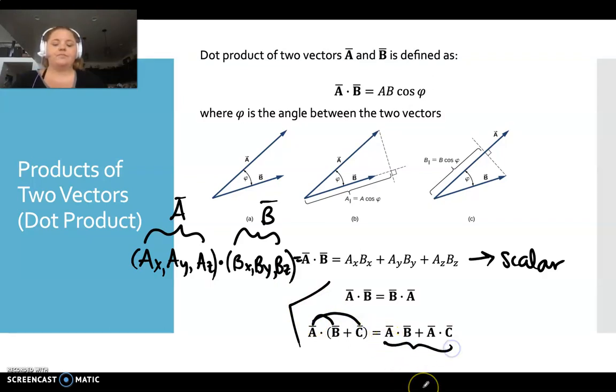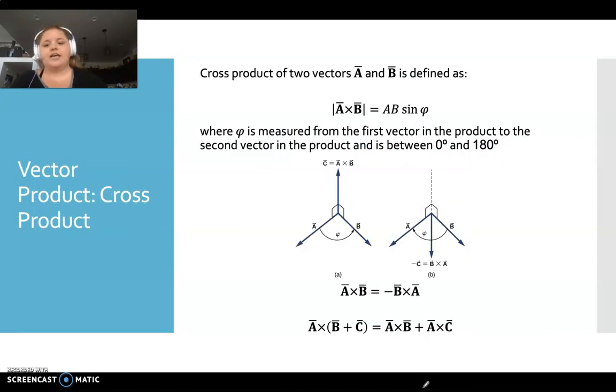All right, so another thing or tool that we use in physics is something called the vector product or the cross product. I'll tend to call it the cross product, and it is defined in this way. So we say the magnitude of A cross B is equal to the magnitude of A times the magnitude of B times sine of the angle between them.